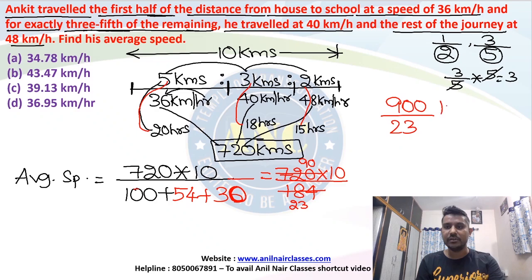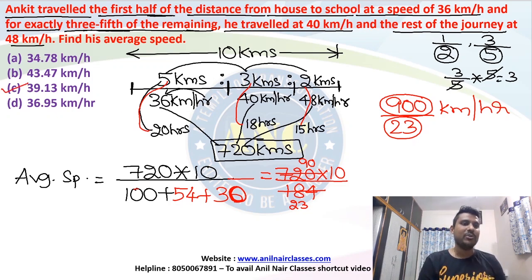But you should convert that into decimal value. 900 divided by 23. If you calculate that, you can check it like this. 23 into 40 is 920, because 23 into 4 is 92. But it is slightly lesser than 920. Answer should be slightly less than 40, which should be 39.13. It is more than 40 ruled out. Very closer to 40, 39.13.